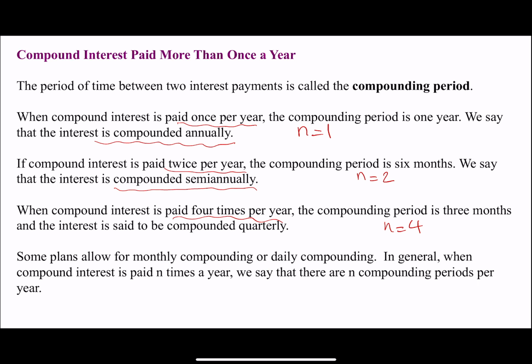Let's say you have a plan that calculates your interest monthly. We have 12 months a year, right? So n is equal to 12. So that's compounded monthly. n is equal to 12.